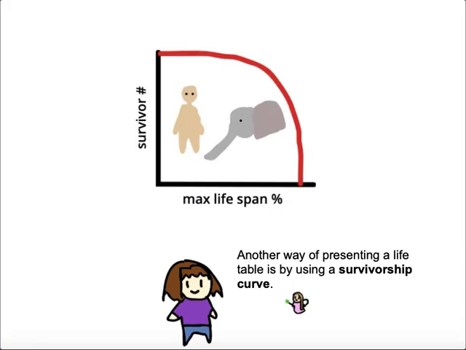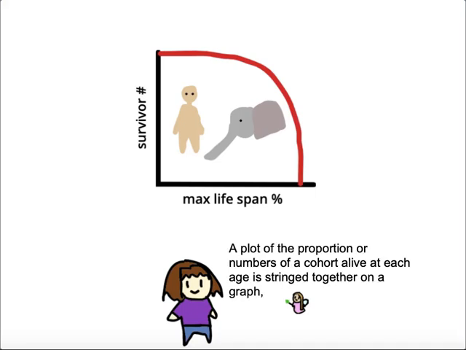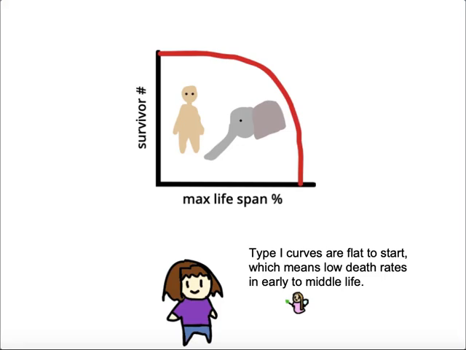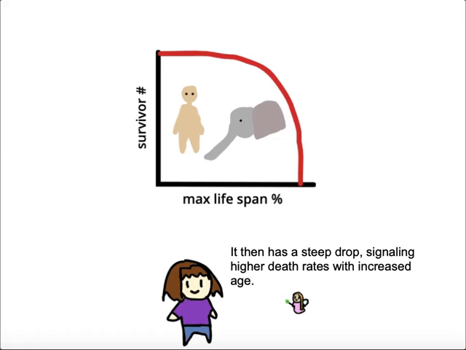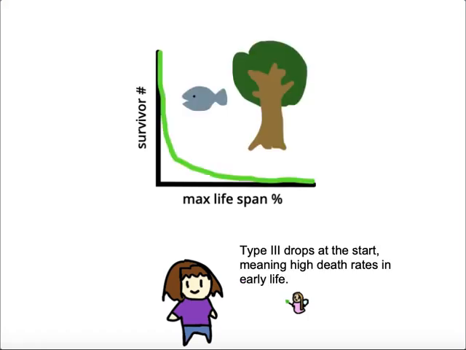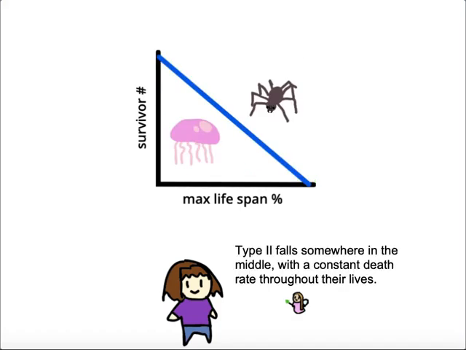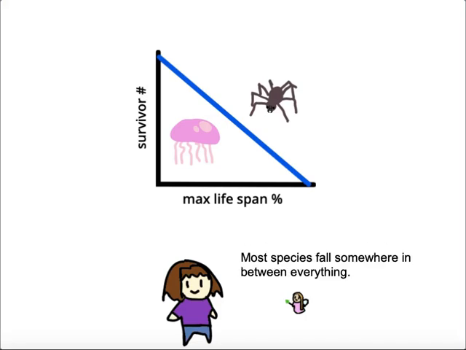Another way of presenting a life table is by using a survivorship curve. A plot of the proportion or numbers of a cohort alive at each age is strung together on a graph, one for each gender. There are generally three types of curves. Type 1 curves are flat to start, which means low death rates in early to middle life. It then has a steep drop, signaling higher death rates with increased age. Type 3 drops at the start, meaning high death rates in early life. It then flattens out, which means that the ones that survive live longer. Type 2 falls somewhere in the middle, with a constant death rate throughout their lives. Most species fall somewhere in between everything.